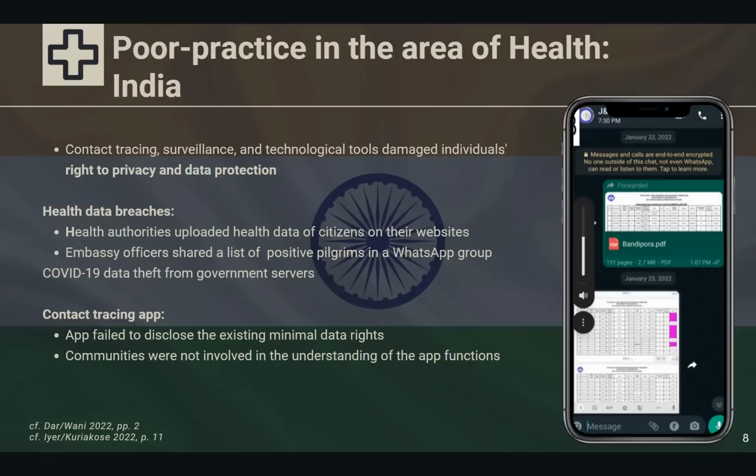Another example of the infringement of digital rights was that Indian embassy officers shared a list of pilgrims who tested positive in a WhatsApp group instead of sharing individual test results directly with the individual. This can be seen on the screenshot on the right side of the slide. Also, India's contact tracing app failed to disclose minimal data rights, and the communities were not involved in understanding the app's functions.